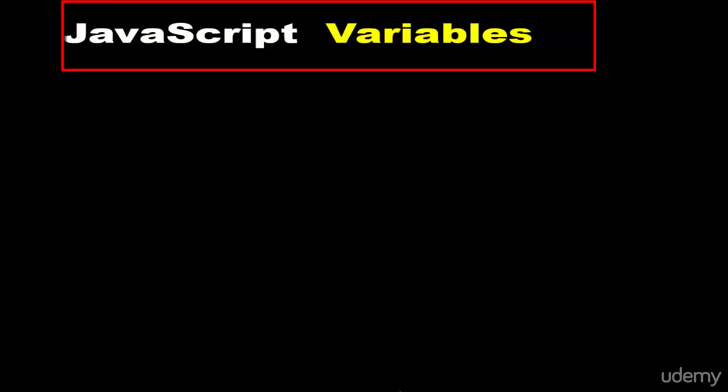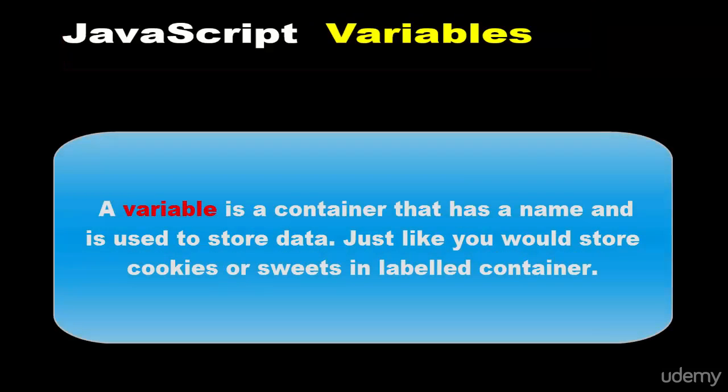Variables are containers that you can use to store values in. It's kind of like a little area of memory that holds a value that can be referenced later. A variable must have a name, and there are conditions in naming variables.